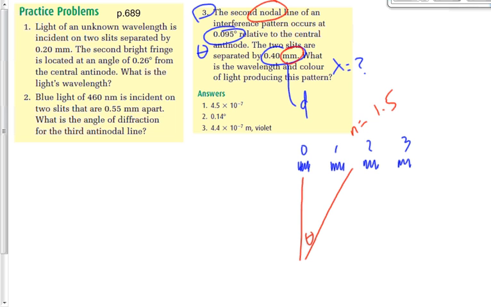So in this case, lambda is equal to d sine theta over n. Okay, we got d, we got theta. We got n now is 1.5. Solve for lambda. This is what we get. 10 to the minus 7 again. It always is, right? Seems to always be 10 to the minus 7.